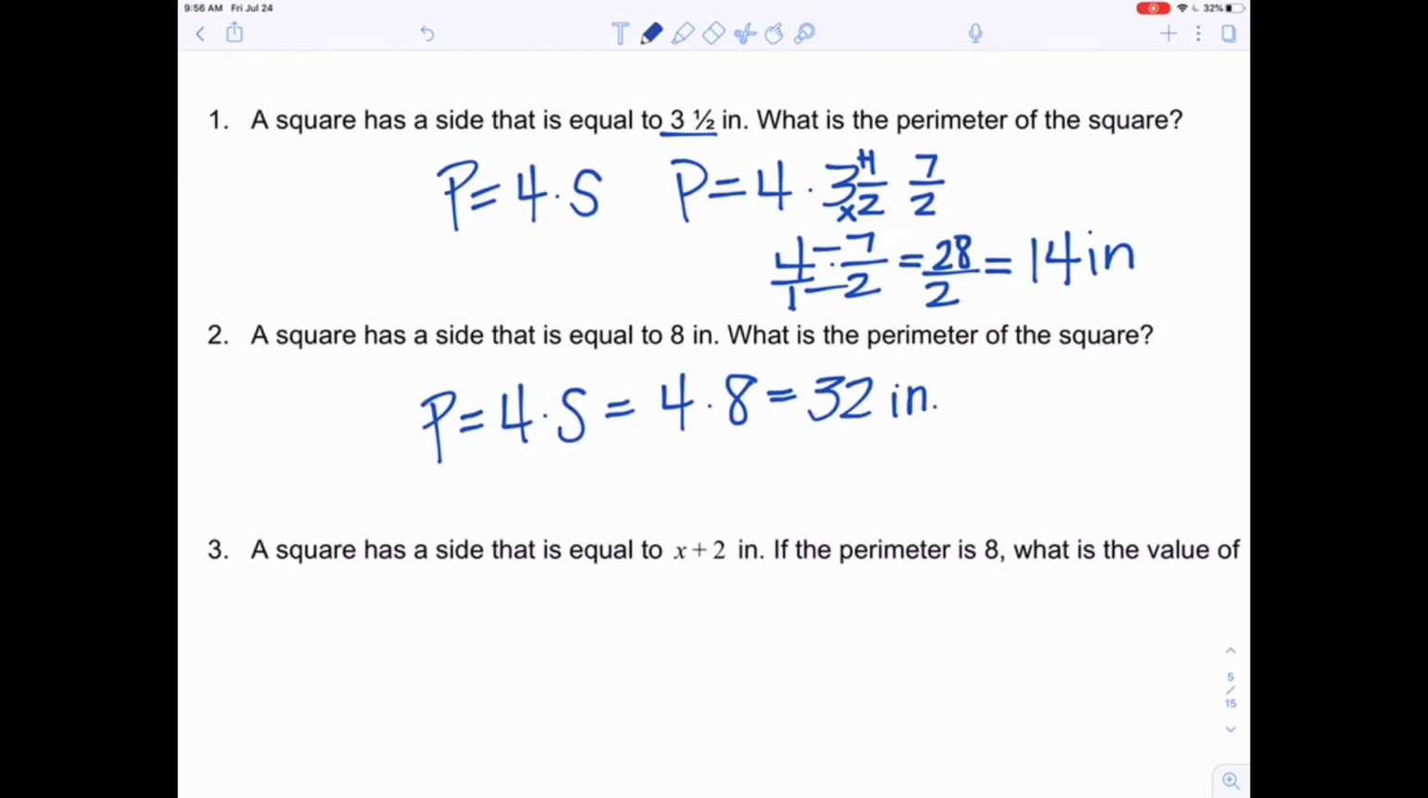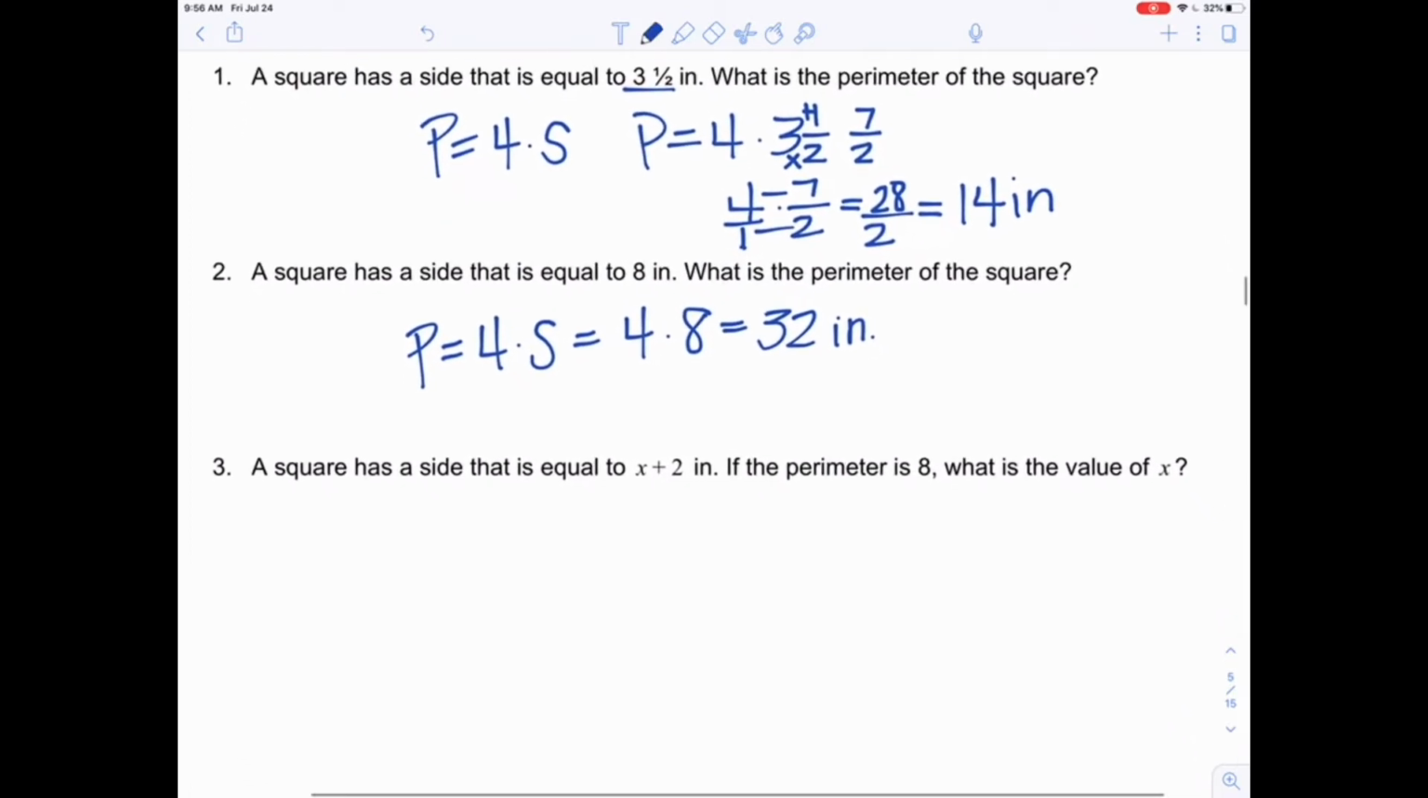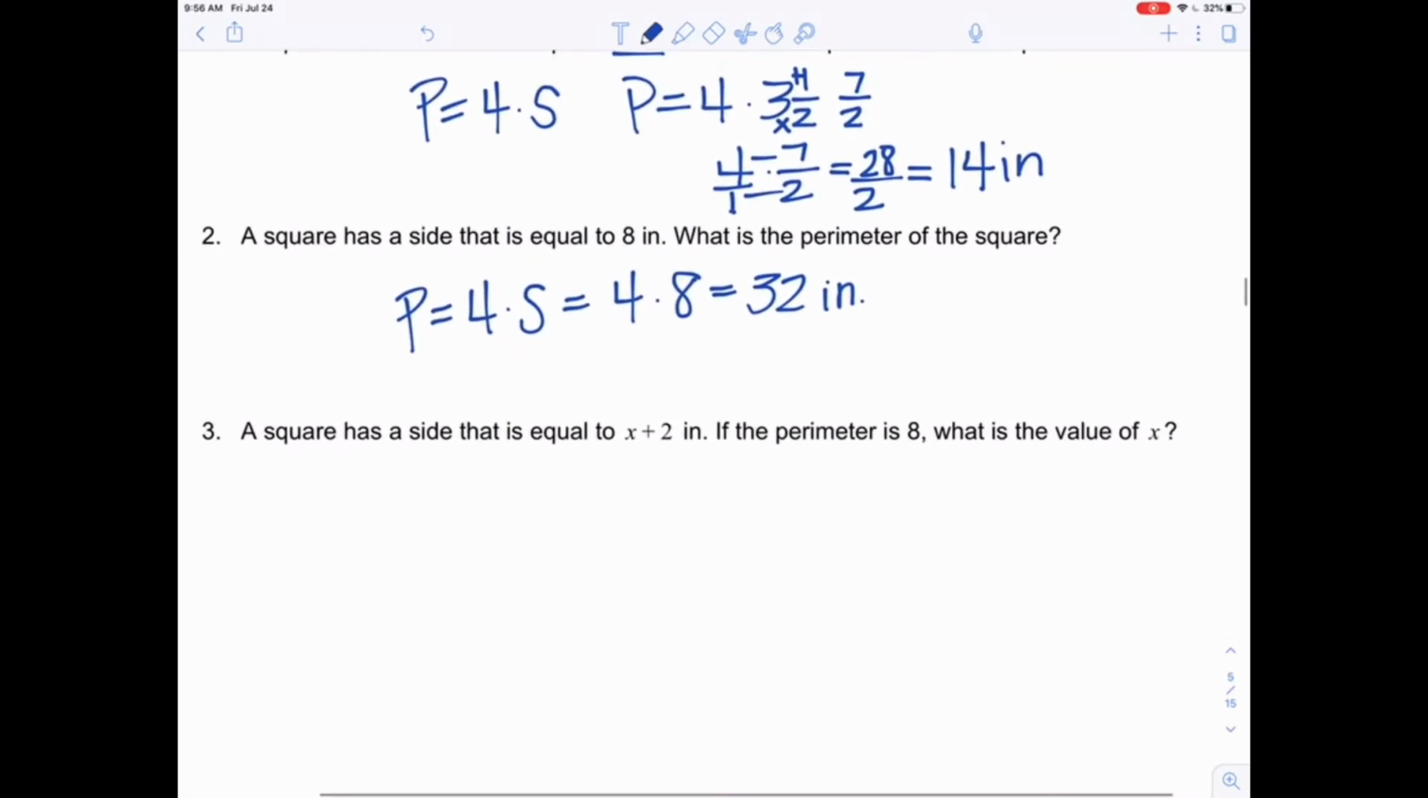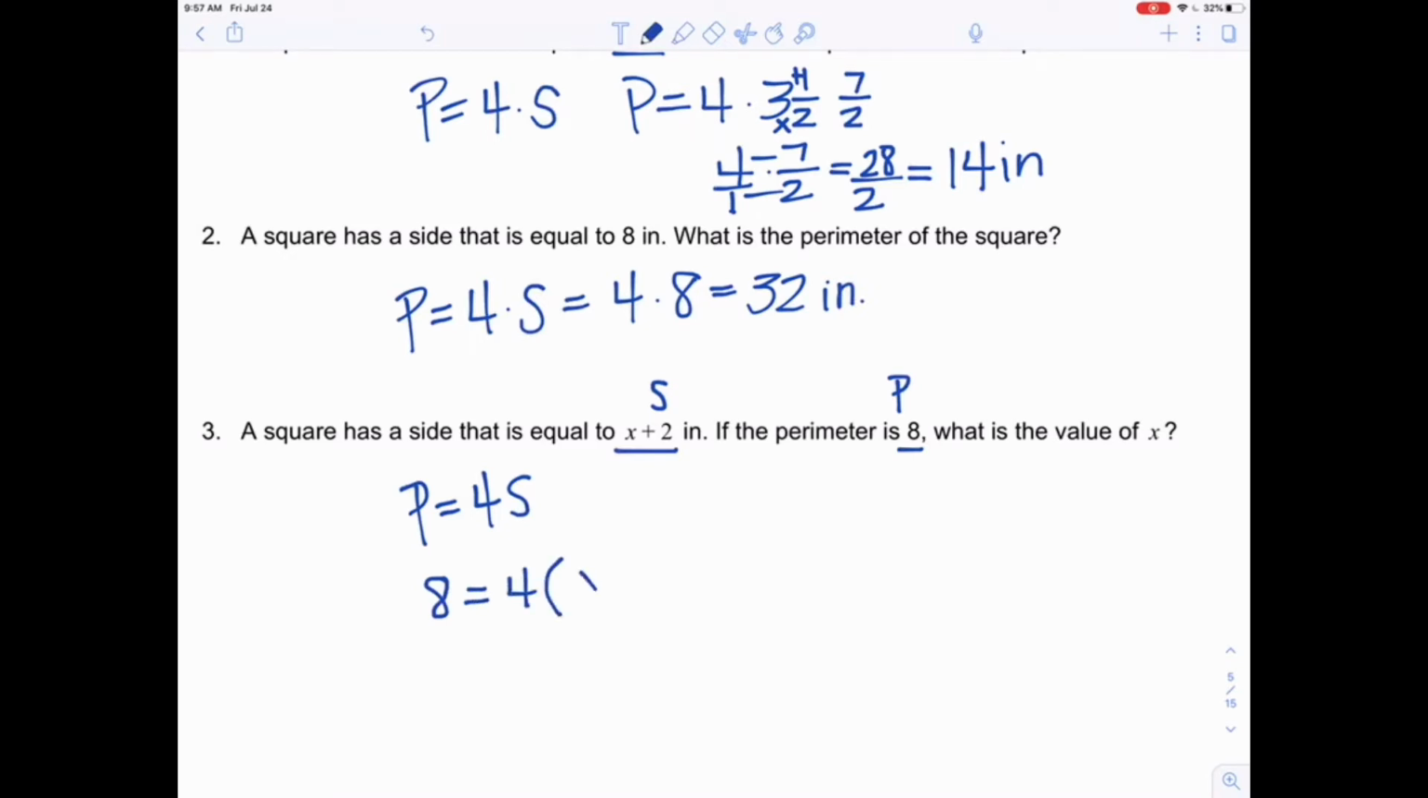Number 3. A square has a side that is equal to x plus 2. If the perimeter is 8, what is the value of x? All right, so let's write down our equation again. Perimeter equals 4 times s. And let's fill it in with the information. S, or the side, is x plus 2, and perimeter is 8. So I'm going to rewrite this. Where I see the P, I put 8 equals 4 times the side, x plus 2.